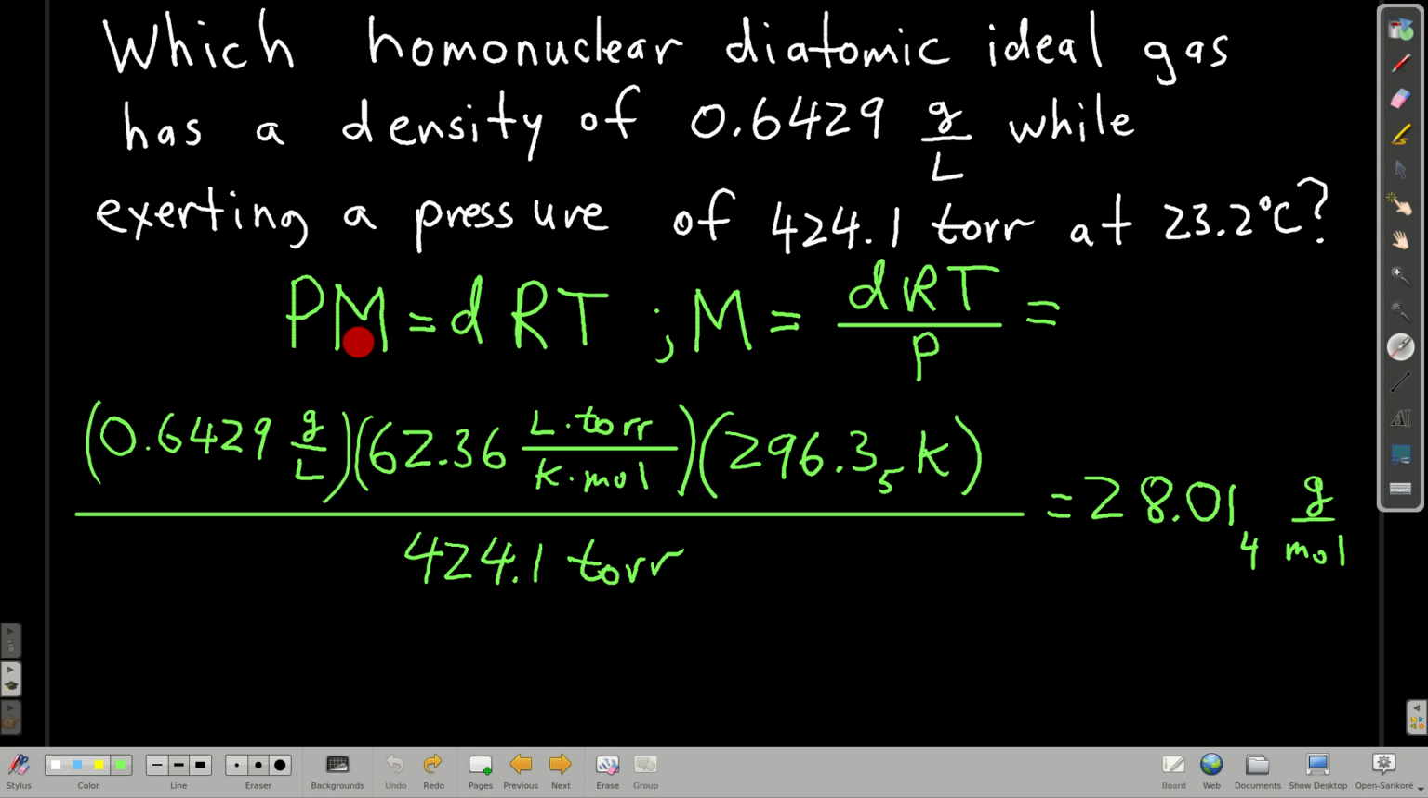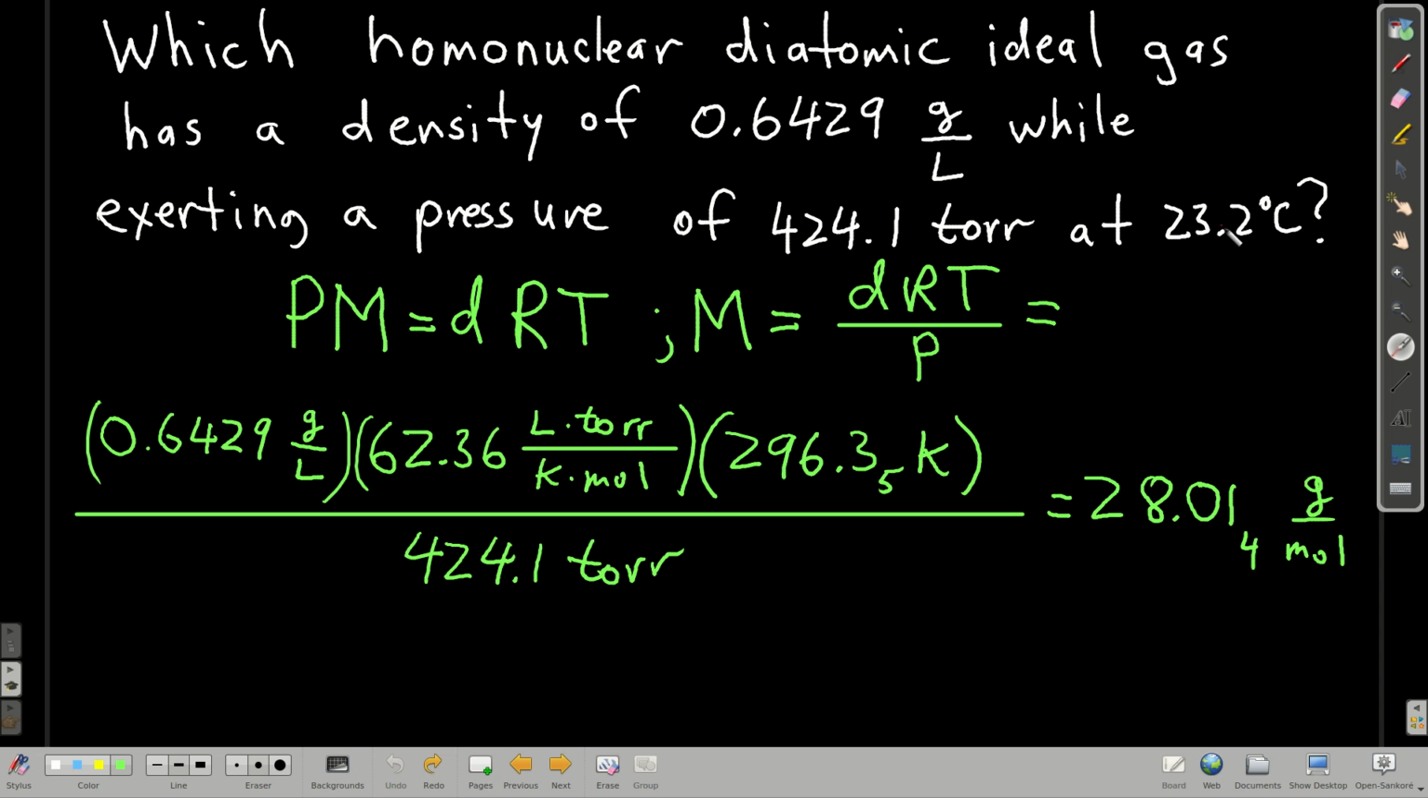So we're going to use PM equals dRT. Now, when do you use this equation? In a case like this, when you're dealing with something like the molar mass and the density. Those are kind of keys. So anyway, we want the molar mass because that'll let us identify the gas. So we rearrange this equation, dRT over P, plug in the density. Now I'm going to use 62.36 liters torr per Kelvin mole because we're given the pressure in torr. Now if you want to, you certainly can convert torrs to atmospheres and use 0.08206 liters atmospheres per Kelvin mole. Yeah, you get the same answer, but I'm kind of lazy, so I'll do it this way.